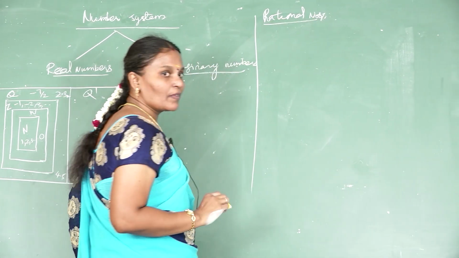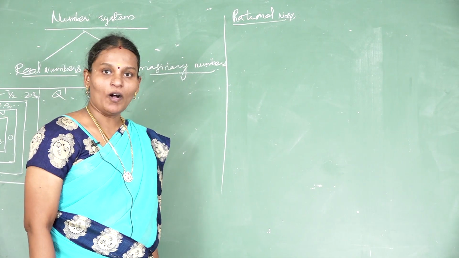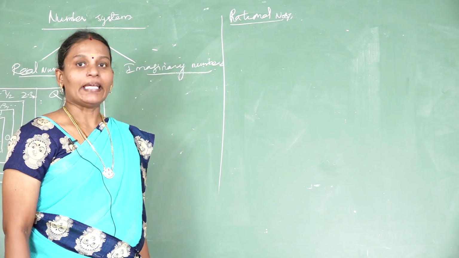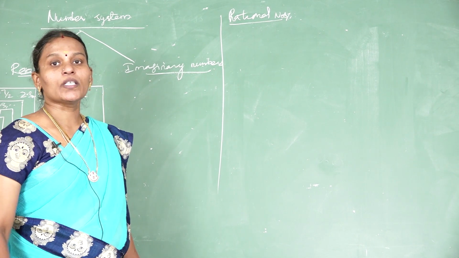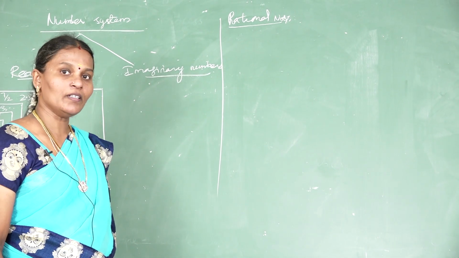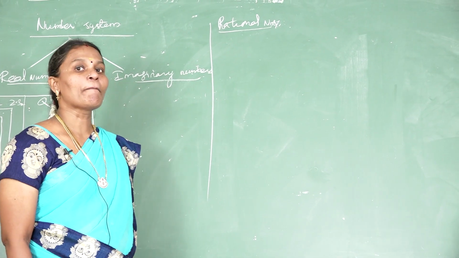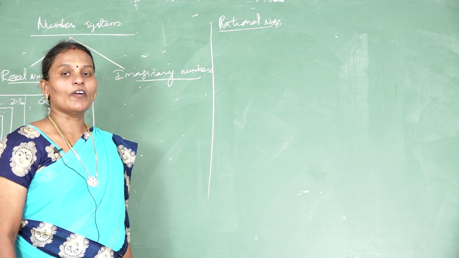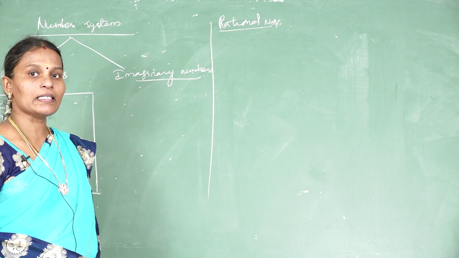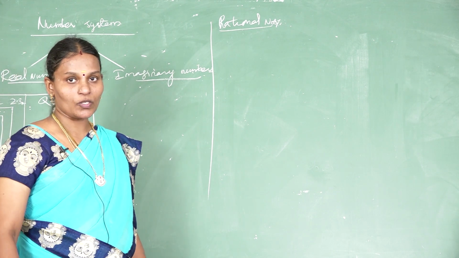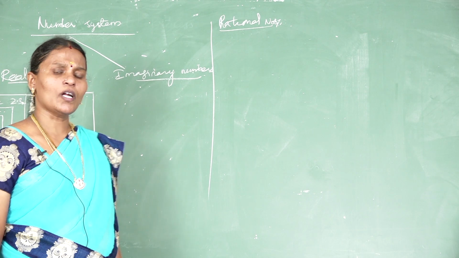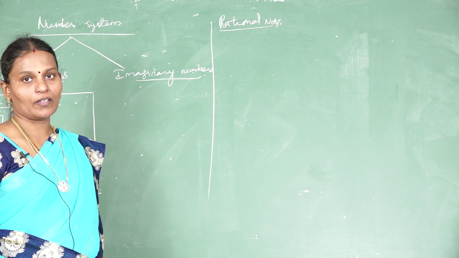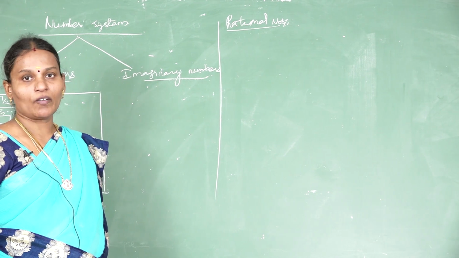Rational numbers. A number which is in the form of p by q, where p and q are integers, and q is not equal to 0. Understand? What is the definition of rational number? A number which is in the form of p by q, where p and q are integers, but q is not equal to 0. So why is q not equal to 0? Any number divided by 0 is not defined. So q is not equal to 0.